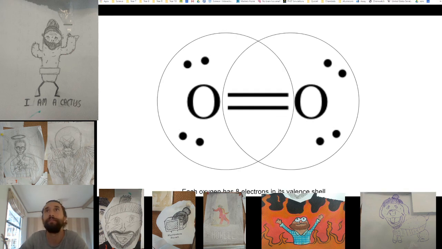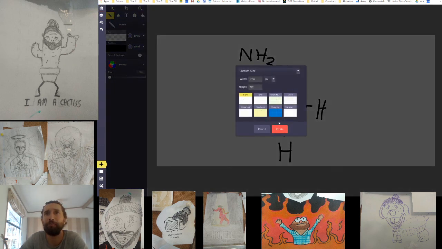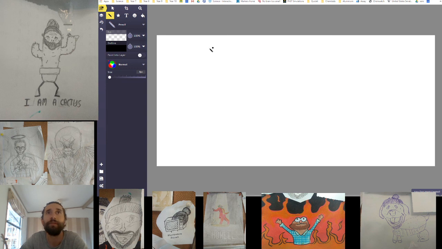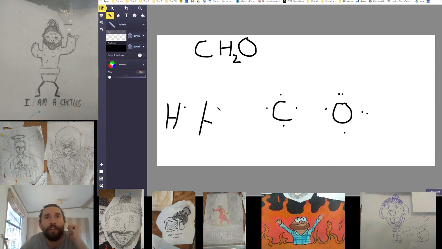Let's have a look at this again. So I'll do an example of one that's got double bonds. It'll be quite a difficult one. So this thing here, CH2O, we're going to try to draw that molecule. So carbon, 1, 2, 3, 4. Oxygen, 1, 2, 3, 4, 5, 6. And 2 hydrogens.